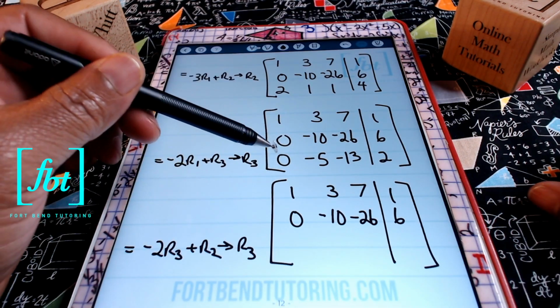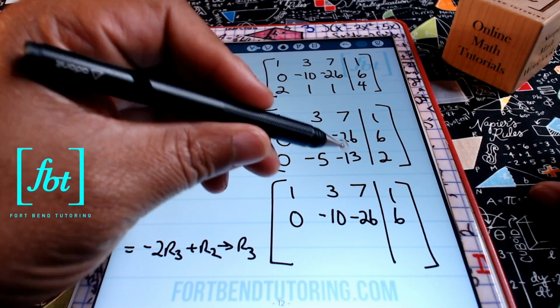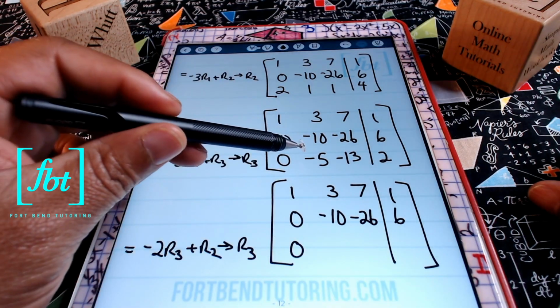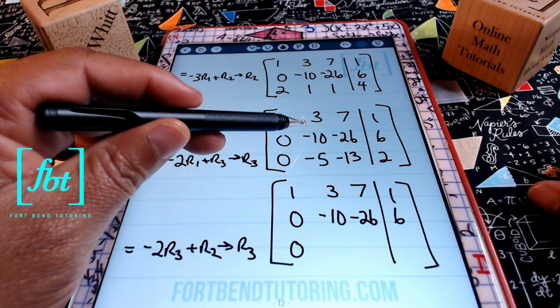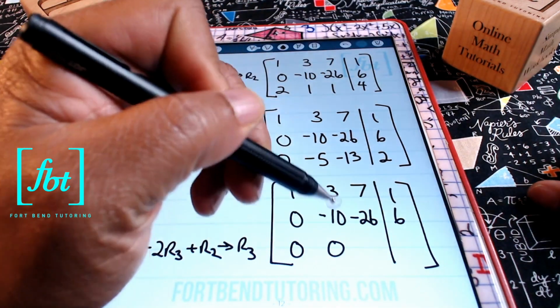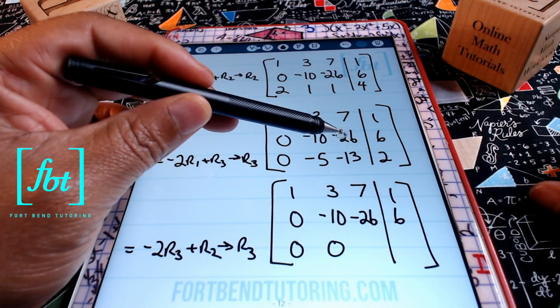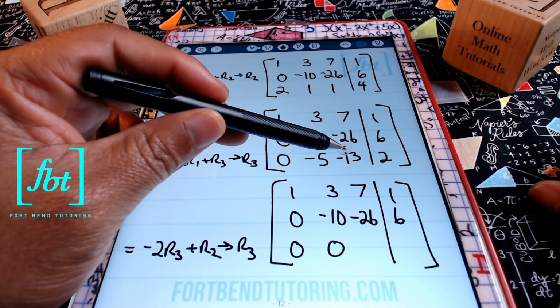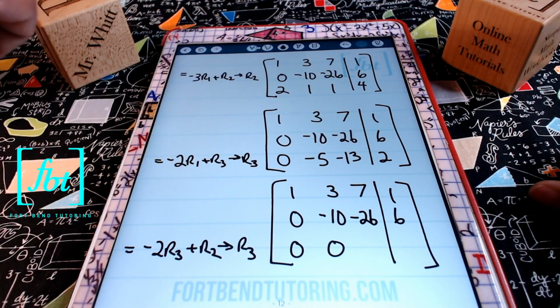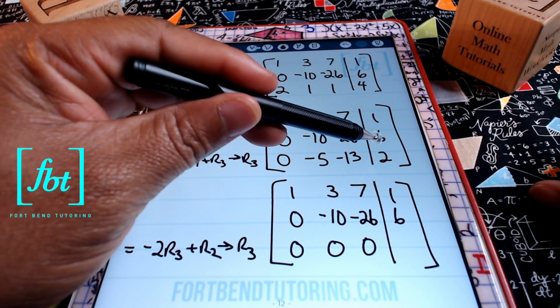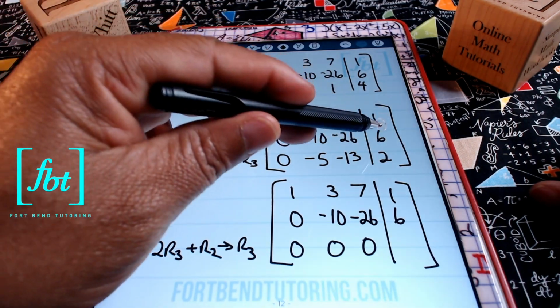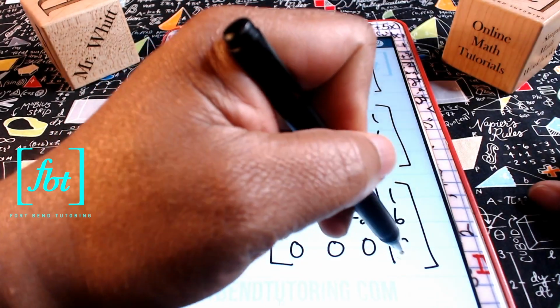So we'll have negative 2 times 0 plus 0 gives you 0. Then negative 2 times negative 5 is 10. 10 and negative 10 combined to give you 0. Multiplying negative 2 times negative 13, you'll have 26. 26 and negative 26 gives you 0. Then multiplying negative 2 times 2 gives you negative 4. Negative 4 plus 6 gives you positive 2.